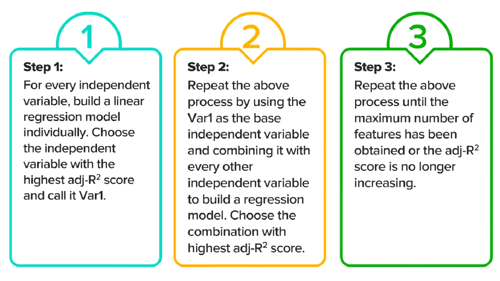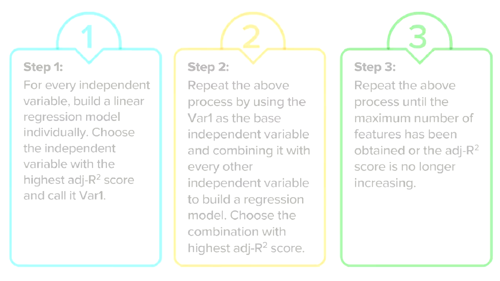Step 3 is to repeat the above process until the maximum number of features has been obtained or the adjusted R² score is no longer increasing. Well, the algorithmic approach is complicated and confusing, as expected. So let's break this down.